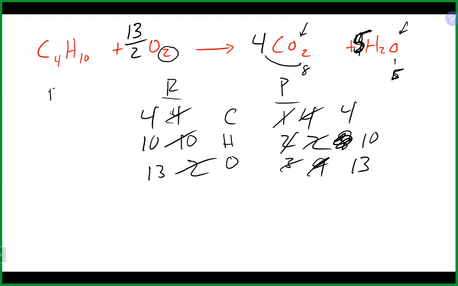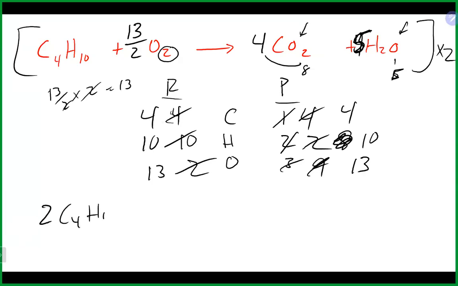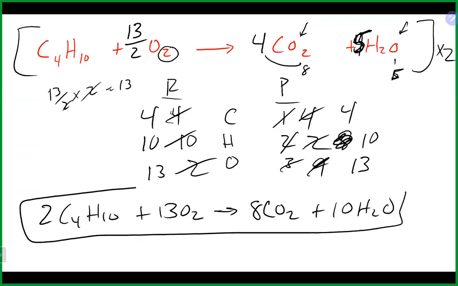When you take 13 over 2 times 2, that gives us 13. I cannot leave it like this, right? So I do need to clear the fraction. So we're going to multiply the entire thing by the denominator. And that's going to give me 2 C4H10 plus 13 O2 gives me 8 CO2 plus 10 H2O. And again, if I didn't screw up, we should still be balanced, which I believe we are.